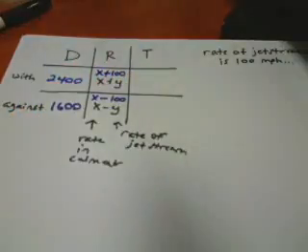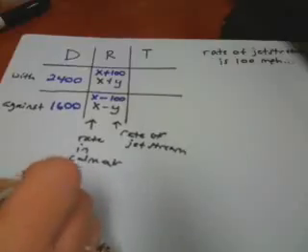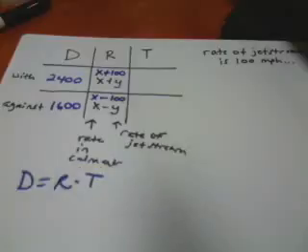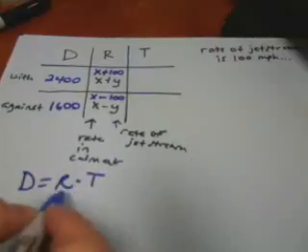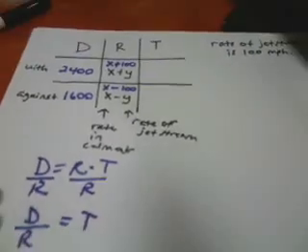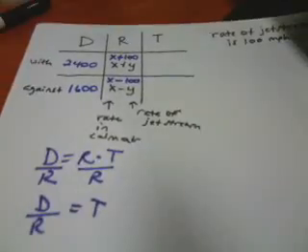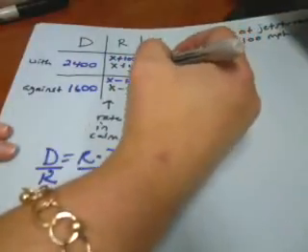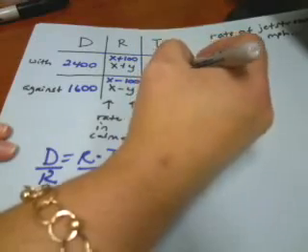Now that should make sense. If you're going against the jet stream, it's going to slow you down. That's why you're subtracting. If you're going with the jet stream, it's going to speed you up. That's why you're adding. Now the formula for distance is d equals r times t. If I want to solve this formula for t, I would divide both sides by r. So I get d over r equals t. That's how you're going to set up the time column, because you technically don't know what that is yet. So I know my distance is 2,400, and my rate is x plus 100.